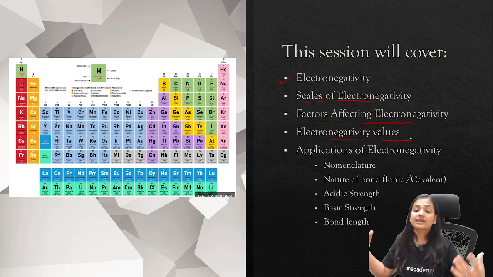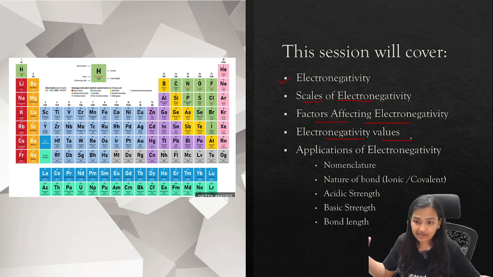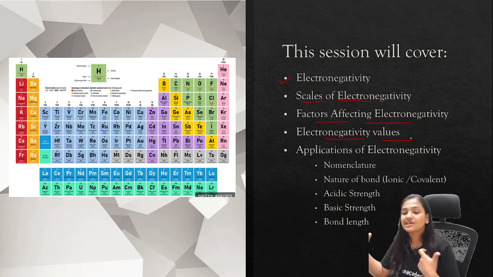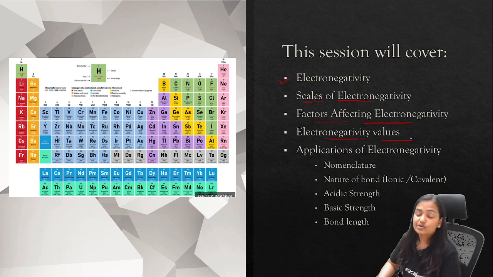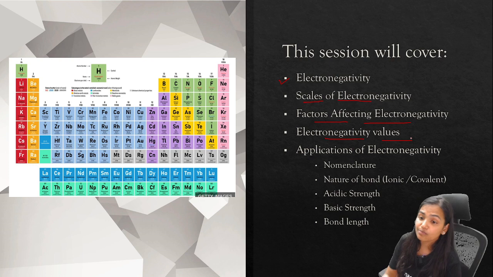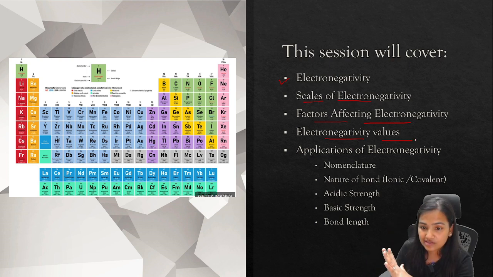Fluorine is highly electronegative as compared to oxygen. Whenever there is a bond formation, we can say which one is more electronegative. The electronegativity values are given by Pauling, so we will focus on that.